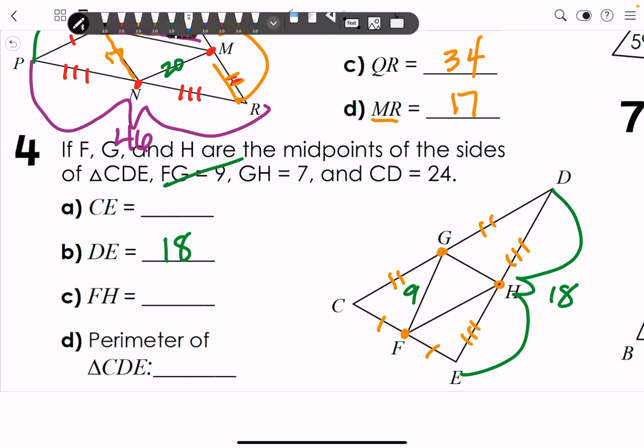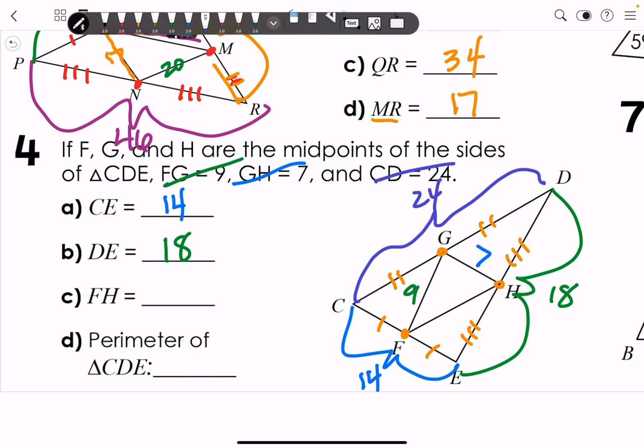Then we've got that GH is 7. Push it out, that's going to be doubled, and you get 14 for CE. And then, lastly, let's stick with purple. We've got CD is 24. So all of this is 24, which means FH is going to be half of that, which is going to be 12. And then they've asked us for the perimeter of triangle CDE.